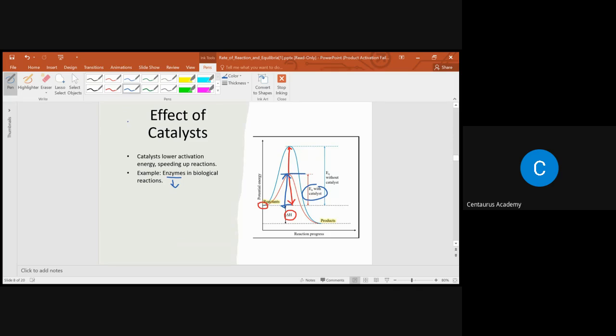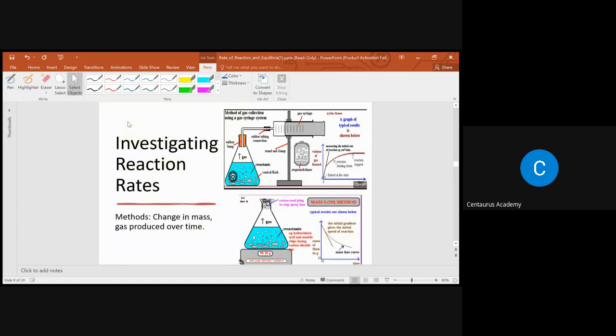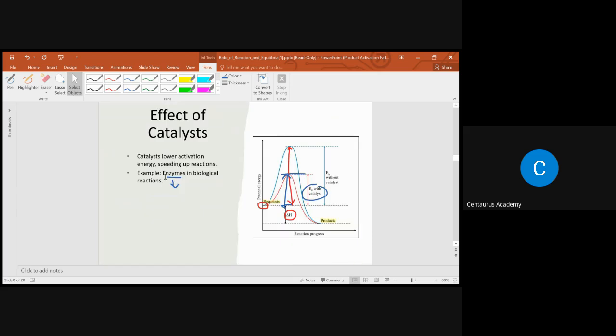particularly in human body systems, right? Any other example where you see that enzymes react and increase the rate of reaction? Any other example other than human body systems? Yes, anybody?